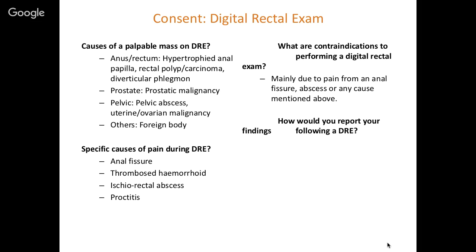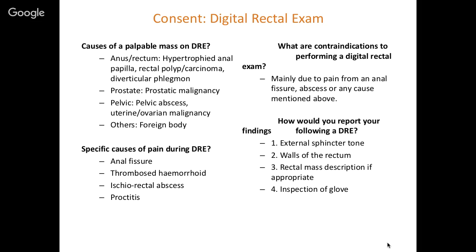Contraindications. These are relative contraindications. Sometimes if you need to do a PR, you've got to do a PR, but mainly due to pain. Maybe if it's an anal fissure and you don't think there's anything else, you can avoid it. In terms of reporting your findings, that's a good way of doing it as well.